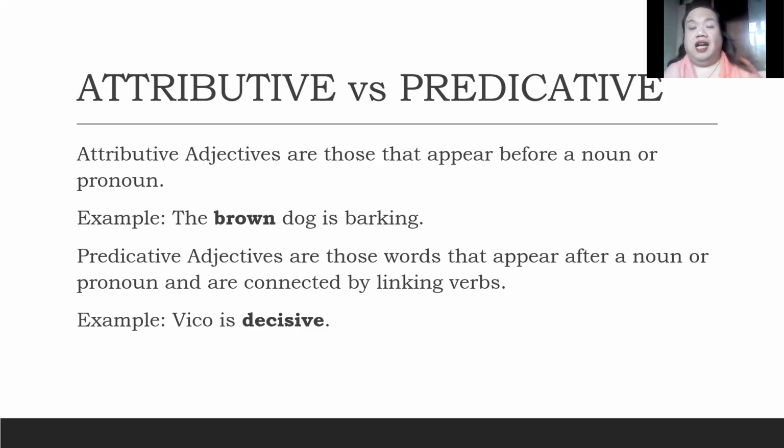On the other hand, when we say predicative, here the adjectives appear after your noun or your pronoun, and they're basically separated by your linking verb. Example, Rico is decisive. Decisive here is your adjective, and it's modifying the proper noun Rico. And if you noticed, they are apart from each other, and they are separated by your linking verb is.